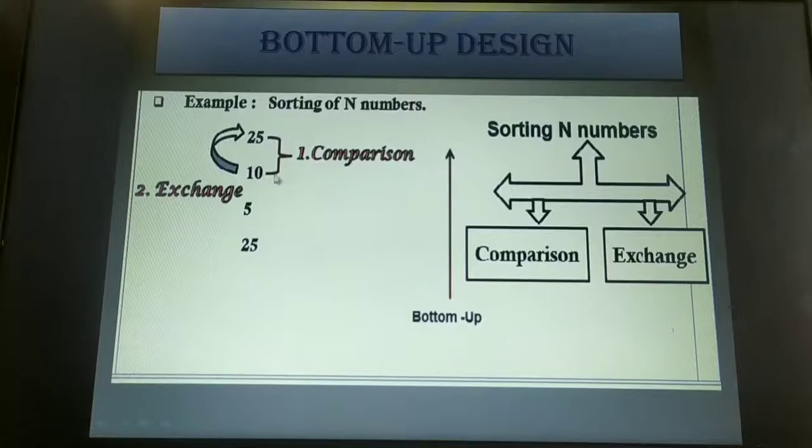So exchanging takes place: 10, 25 and then 5. Again 25 will be compared with 5. After the exchange, I would get 10, 5 and 25. Again 5 is compared with the first element, that is 10. Like this, I concentrate on the data rather than following any kind of procedure. First I will write the comparison code, then the code for exchange, then I would link it to my main program, which is the sorting of n numbers. This is how the bottom-up approach is followed by OOPS concepts.